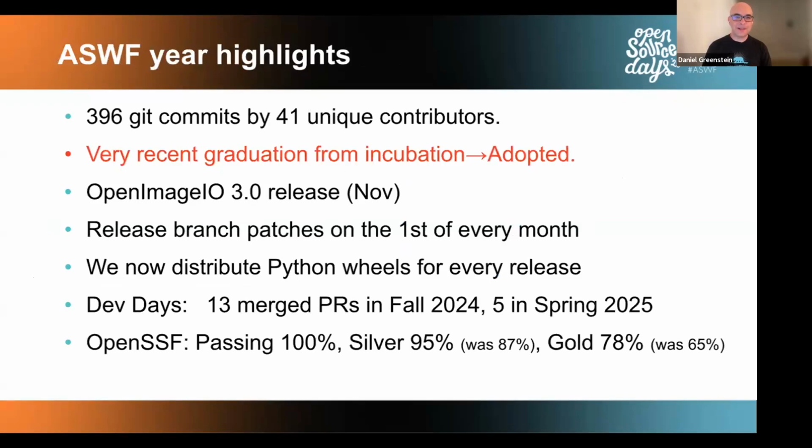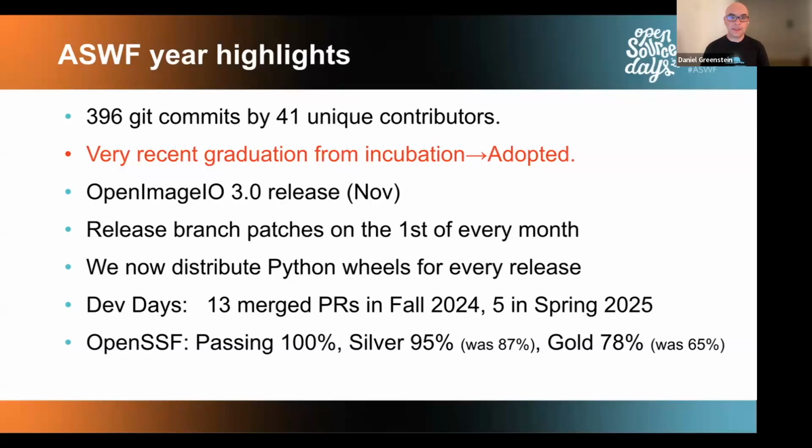Looking back at the past year, we've had a very active year, almost 400 commits by 41 unique contributors. The way the Academy Software Foundation works is projects start in incubation and then they graduate after they meet certain criteria. So this year, OpenImageIO graduated from the incubation stage to an adopted stage.